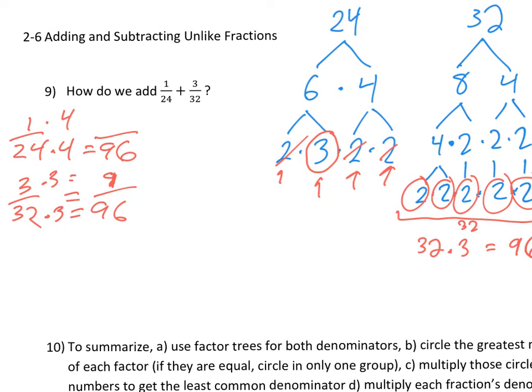So I'm going to do 24 times 4, and sure enough, 4 times 4 is 16, 20 times 4 is 80, 80 plus 16 is 96. That does work. Okay, so I've got 4 out of 96. Now I can add these two together. The 4 out of 96 plus the 9 out of 96 ends up giving me 13 out of 96. And it cannot be simplified, so that is my answer.